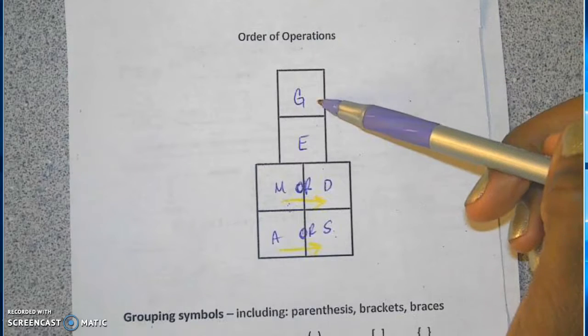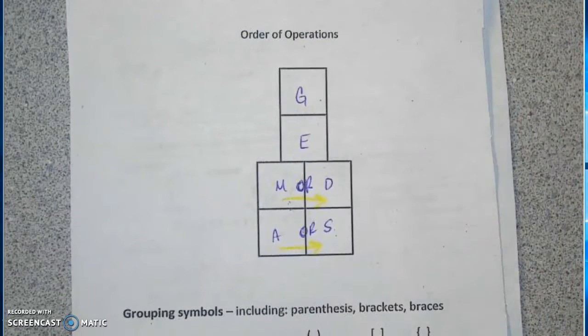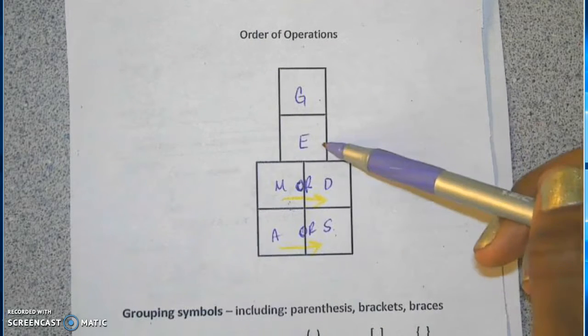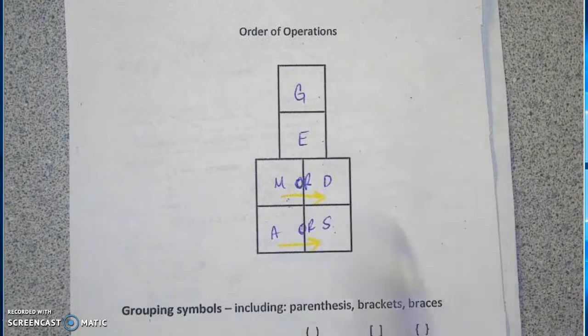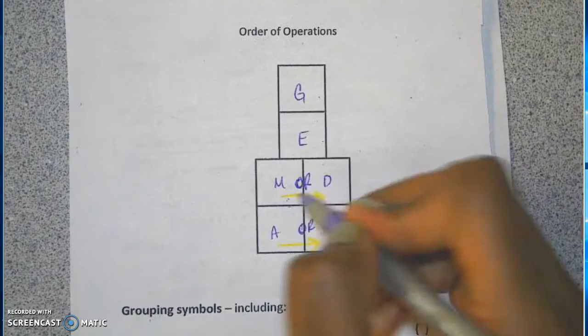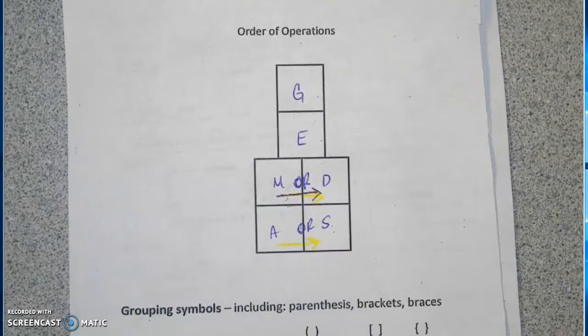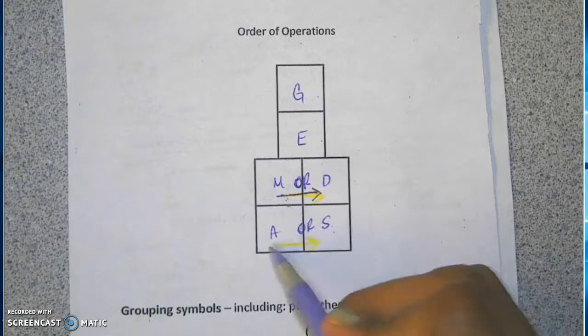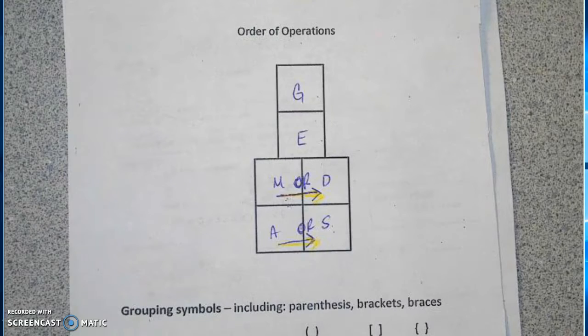So we start with G, which is for grouping symbols, which includes parentheses, brackets, and braces. Then we have E, which is for exponents. We have our step with two blocks, which is multiplication or division, which goes from left to right, or as we like to say, first come, first serve. And then our last level is addition or subtraction, again from left to right, first come, first serve.